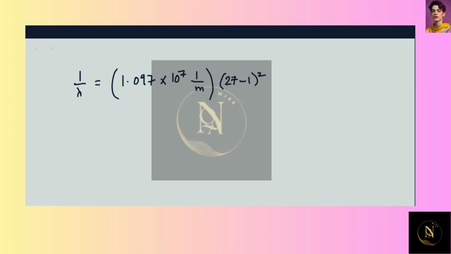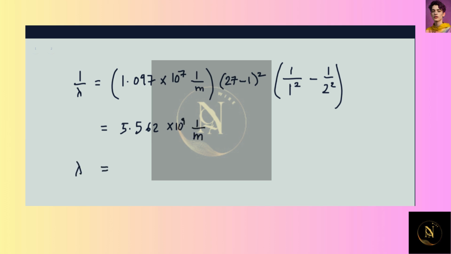We have been given the atomic number of cobalt as 27, and the final state is the 1s state, and the initial state is the 2s state. So this evaluates to 5.562 times 10 to the power 9, 1 over meter.